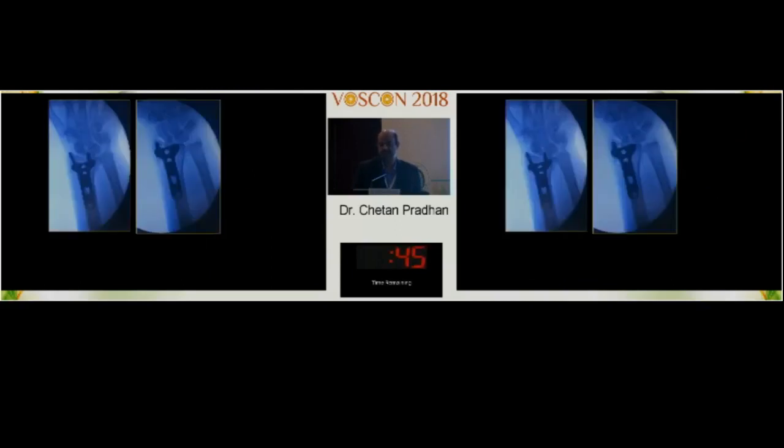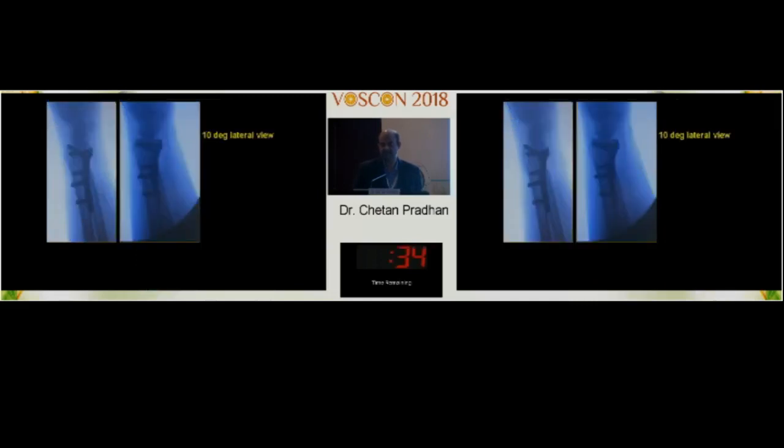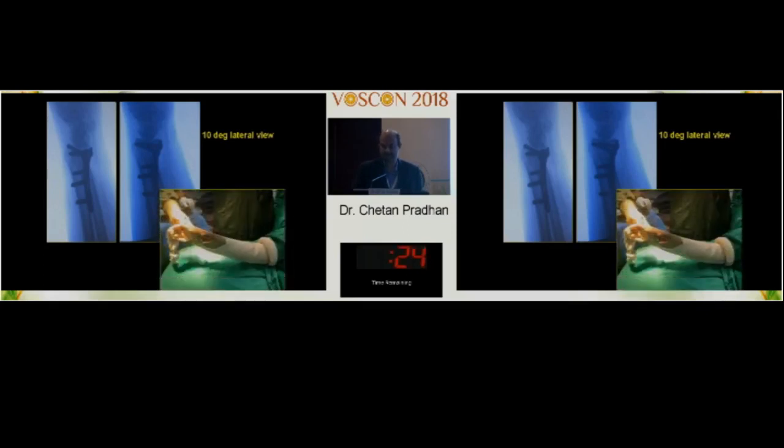Another example: this looks intra-articular on the left, and on the right, the 10-degree elevated view will tell you that it is not really intra-articular when you take the view like this. So also about the lateral view. Elevate it 10 degrees while taking PA and lateral, and you will know the real penetration.